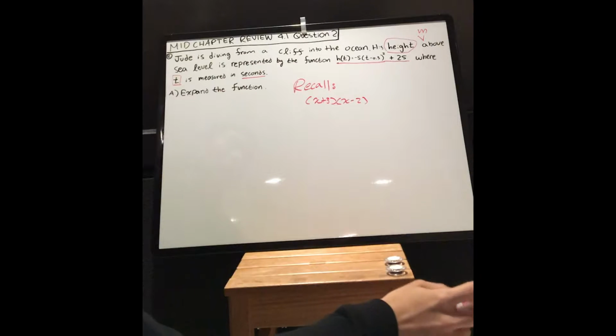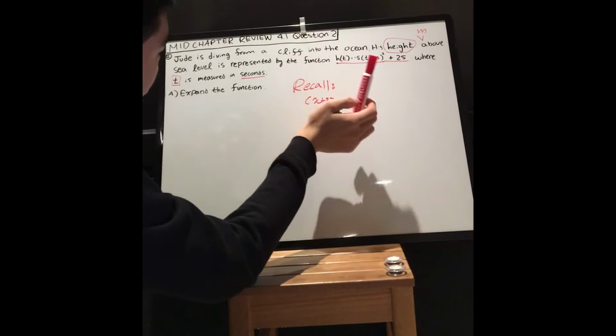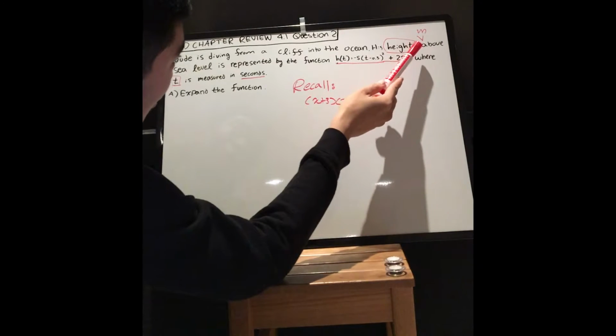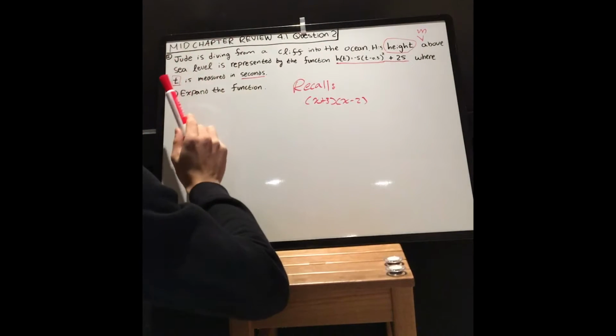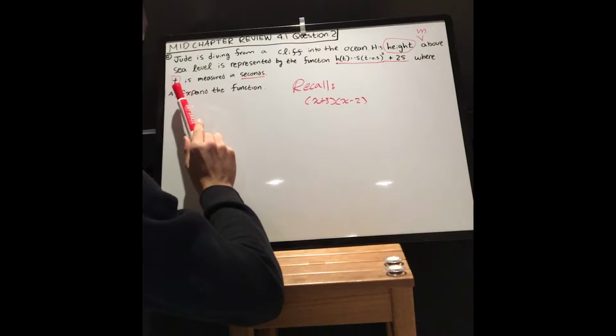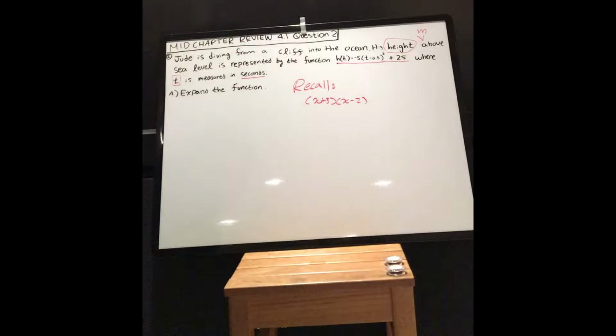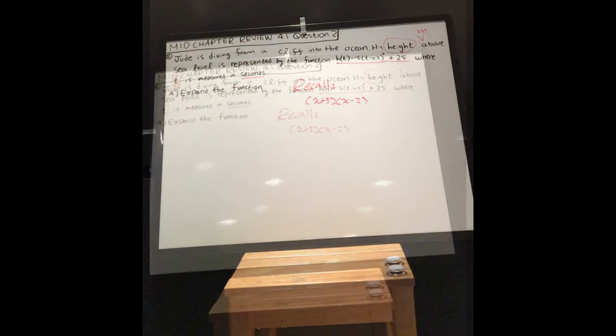To begin, highlight some of the key information, such as the function itself, the height and its unit in meters, and t, whose unit is seconds. Just to reiterate, Jude is diving from a cliff into the ocean. His height above sea level in meters is represented by the function h(t) = -5(t - 0.3)² + 25, where t is measured in seconds.